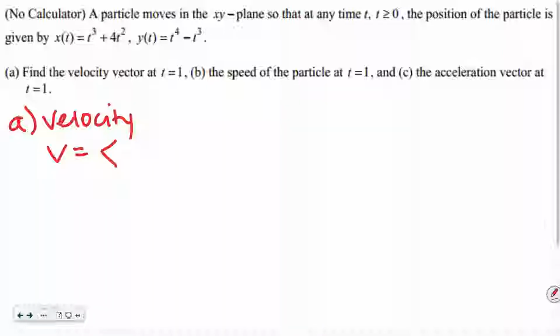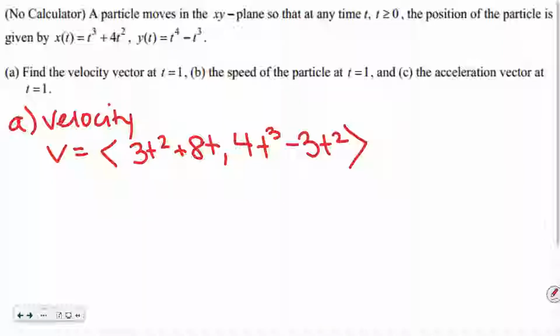All right, so our velocity. What would our velocity vector be? What is the derivative of x? T squared plus 8t. And what's the derivative of y? Just shout it out. Or T squared. Okay, so if I want the velocity vector at time t equals 1, we have the vector 11, 1. That's fancy.